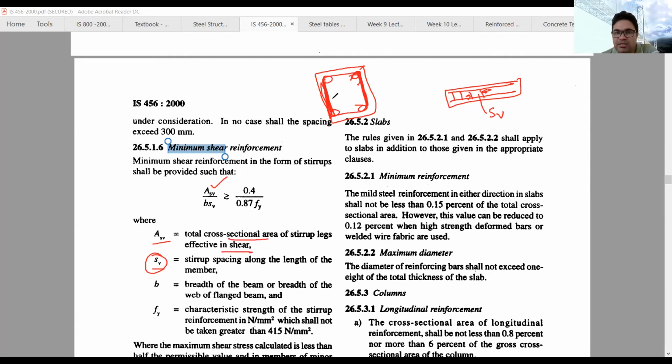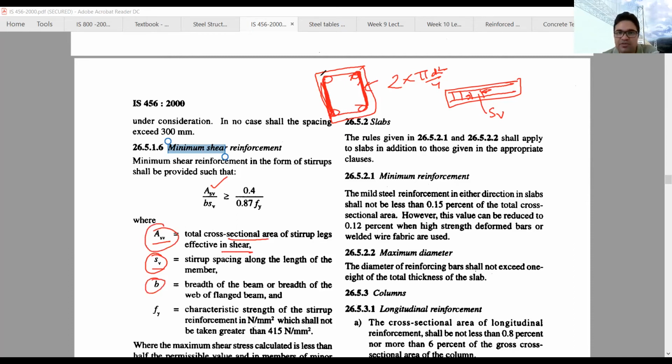So in one stirrup there are two legs. One leg is this one, and the second leg is this one. So two legs are there. So the area of cross section of these two legs will be 2 multiplied by pi d square by 4, and d will be the dia of the stirrup bar. Okay, so this is how we find out ASV value.